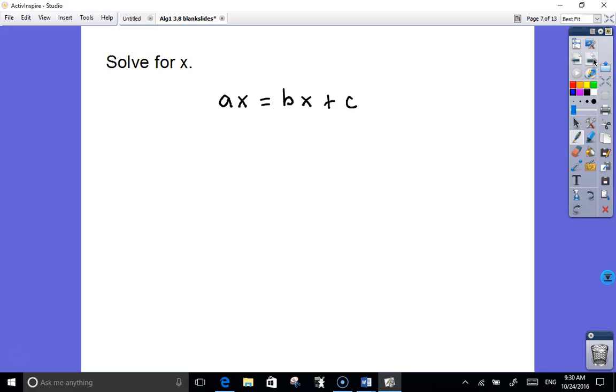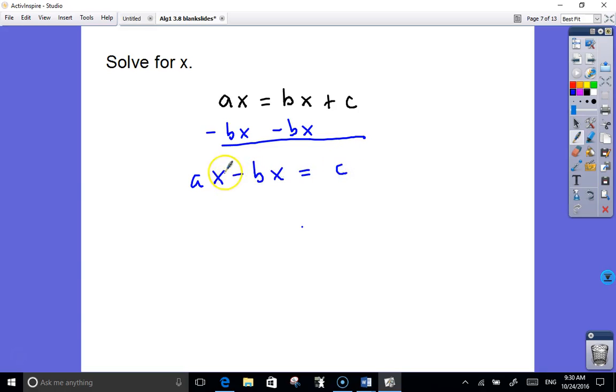I mean, you could do either. You could subtract the ax or you could subtract the bx. But I think since the c is also on the right side, how about we subtract the bx? Minus bx. Okay, now what is that going to look like on the left side? What is ax minus bx? Well, it looks like ax minus bx equals c, okay?